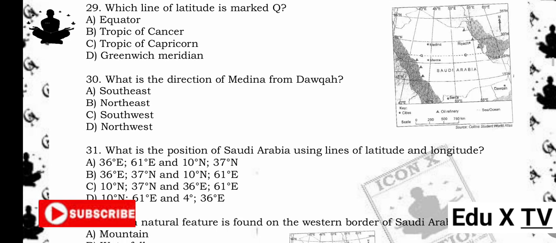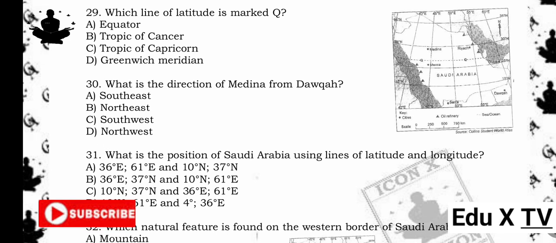Use the map of Saudi Arabia below to answer questions 29-36. 29. Which line of latitude is marked Q? A. Equator. B. Tropic of Cancer. C. Tropic of Capricorn. D. Greenwich Meridian. The answer is B.